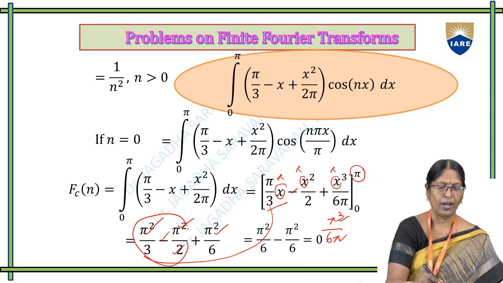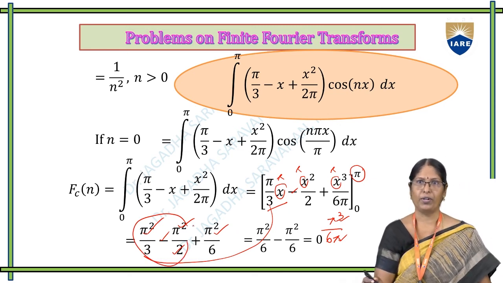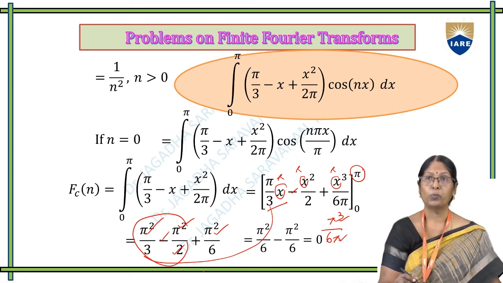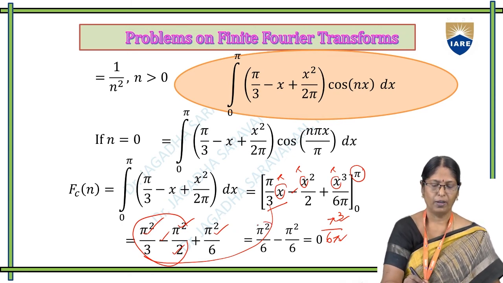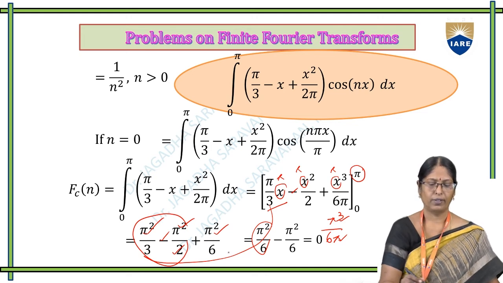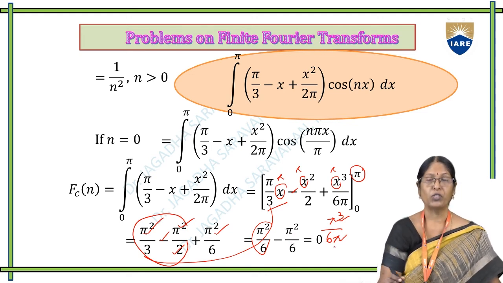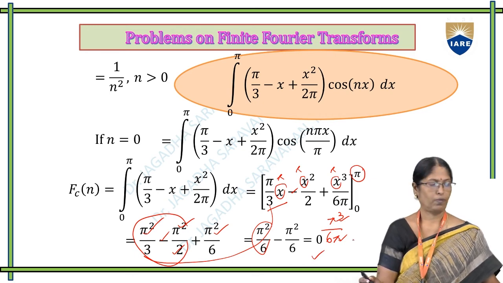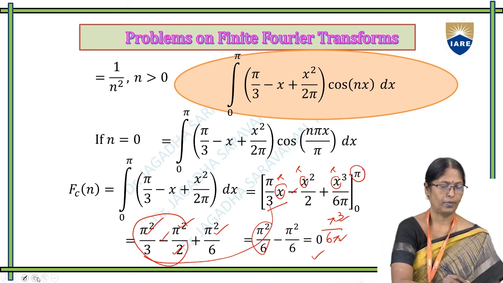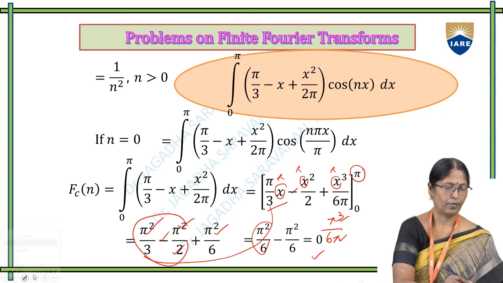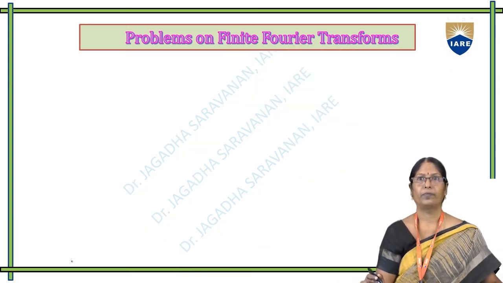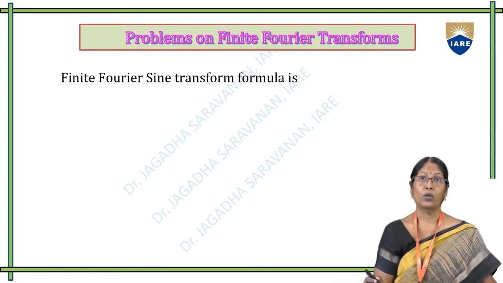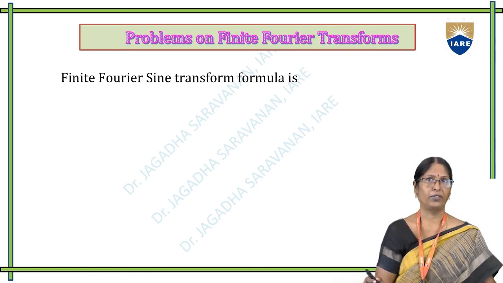So we have to do the cross multiplication. We got it here: pi square by 6 minus pi square by 6 equals 0. So the problem of the finite Fourier cosine transform we have completed.